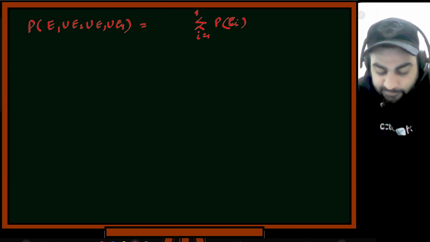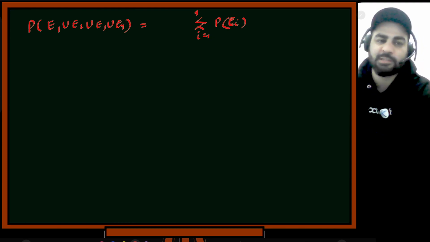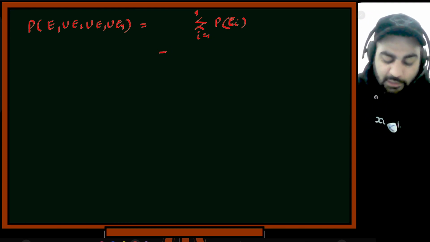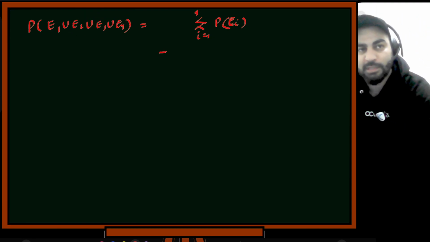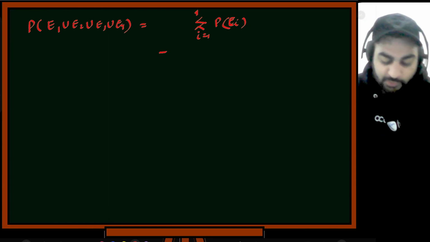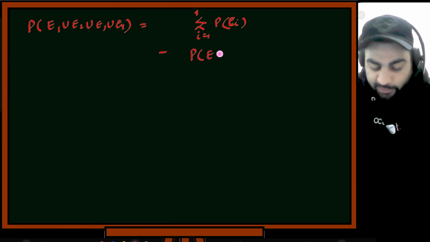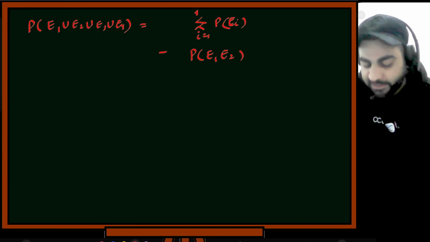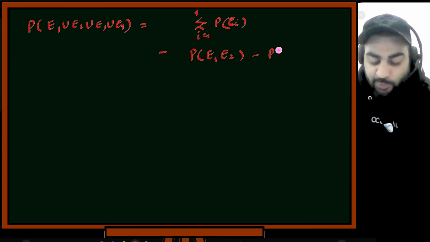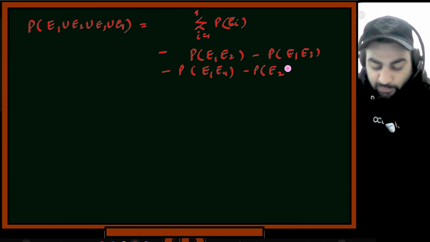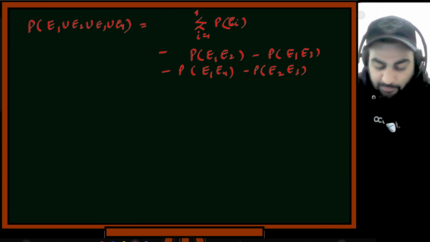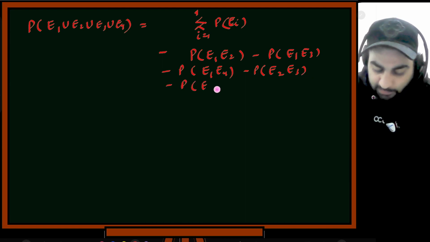Okay, then what to subtract now? I should subtract these two terms. How many two terms will be possible? Out of the four terms, I'll have to choose two terms. That means 4C2, I think it will be 6. So I'll have minus probability of E1, E2, without writing the intersection sign, minus probability of E1, E3, minus probability of E1, E4, minus probability of E2, E3, minus probability of E3, E4.